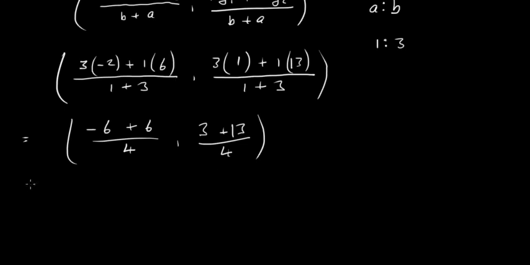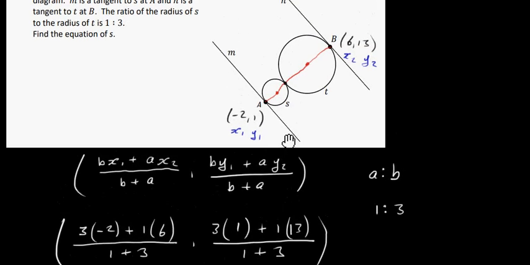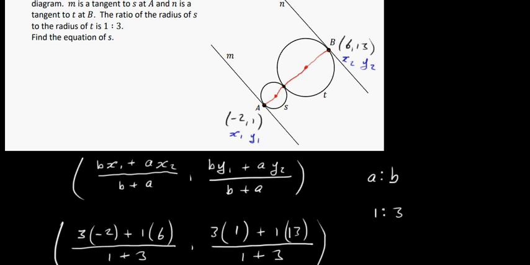Let's see what we get here. So we get -6 plus 6 is just going to be 0, so we're just going to get 0 over 4, which is 0. Here we're going to get 13 plus 3, which is 16. 16 divided by 4 is 4. So our point is going to be 0, 4. Okay, so this point here is 0, 4. That's this point here.